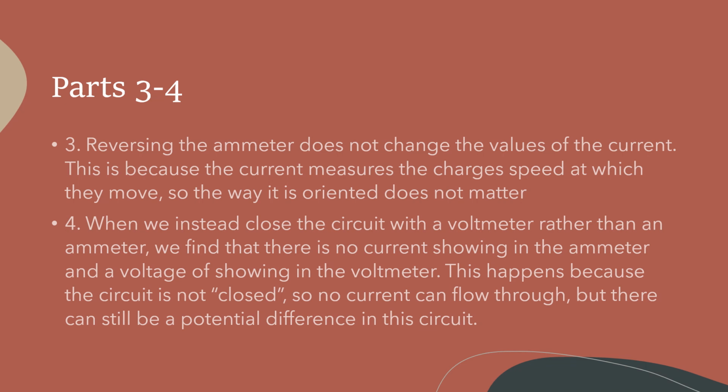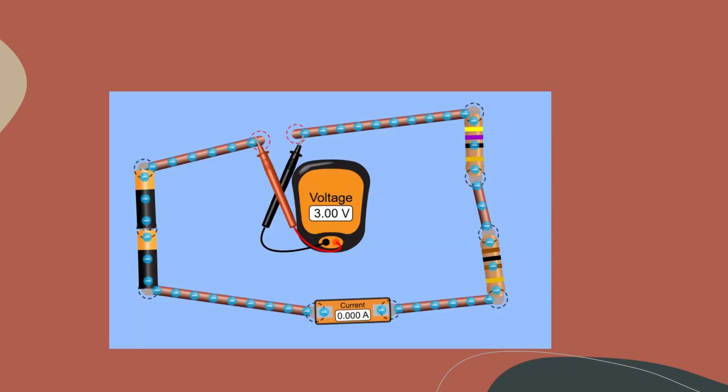we find that there is no current showing in the ammeter and a voltage showing in the voltmeter that is not 0. This happens because the circuit is not closed, so no current can flow through, but there can still be a potential difference in the circuit. Here's a picture for part 4, where it shows a non-zero voltage in the voltmeter and a current of 0 showing up in the ammeter.